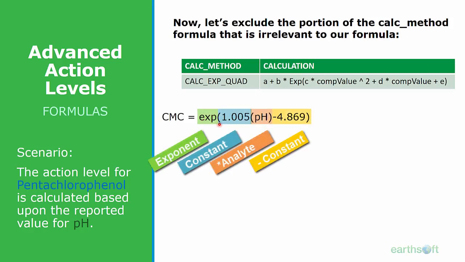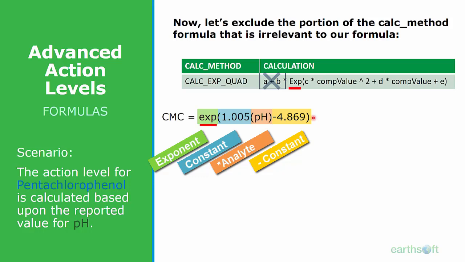We've got our exponent, our constant, our comparative analyte, which in this case is going to be pH, and then our second constant. With this example calculation, we have 5 constants. So there's certainly some that we're going to be able to play with to sort of knock some of this formula out of the way. So let's talk through it. We don't need a plus b. There's no addition part at the beginning of this formula, so we can exclude that.